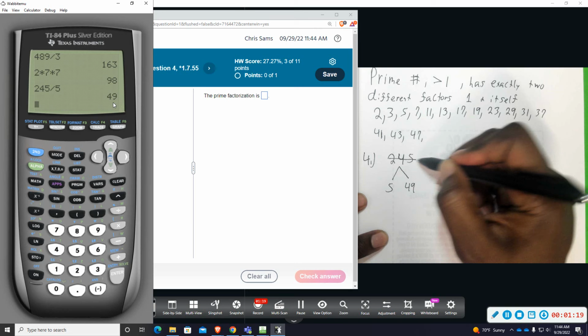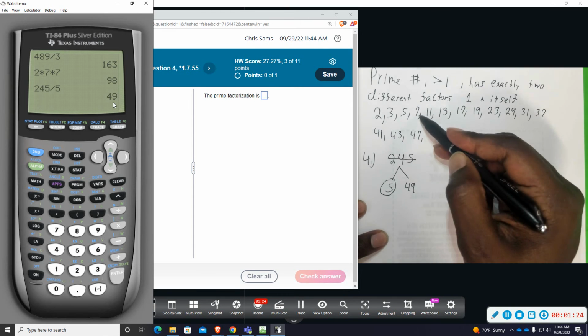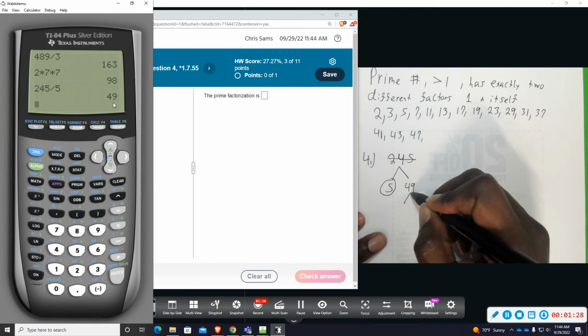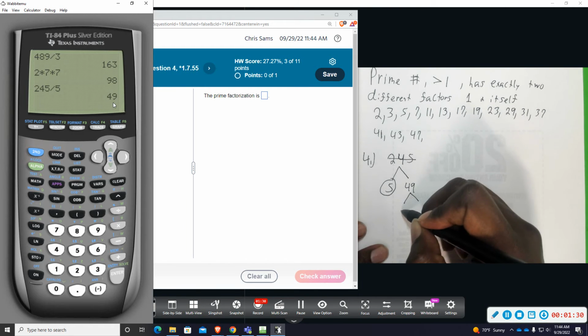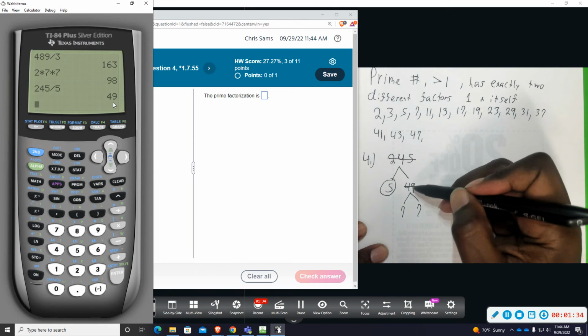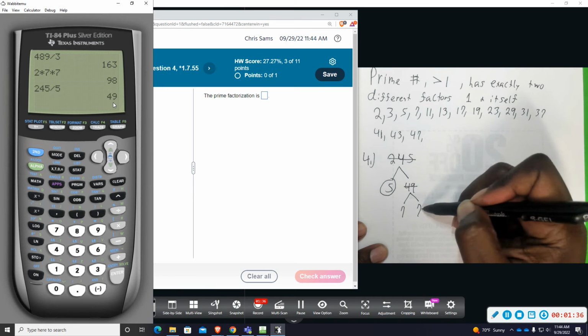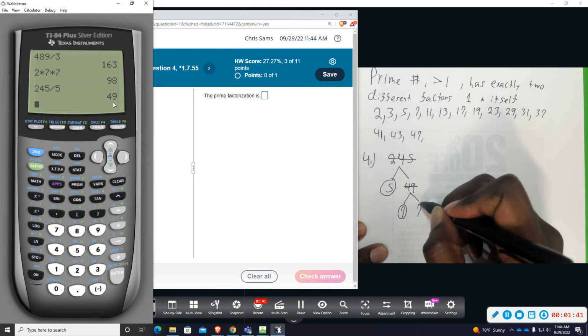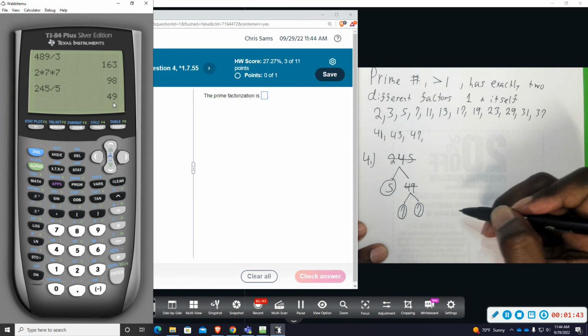I've already used that 5 because it's part of that list, but 49 is not, so I'm going to continue to break it down. And knowing your multiples, 7 times 7 is 49, so I'm going to scratch that out. I'm no longer using 49, I'm using 7 times 7. And both of those are prime. So once I get down to all prime numbers, you're done.